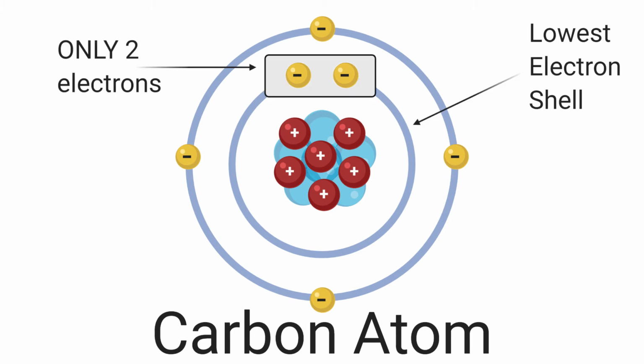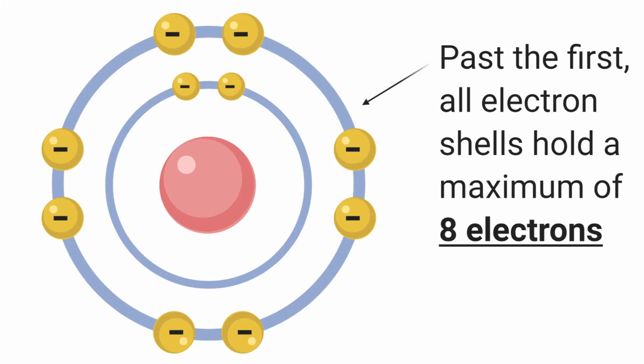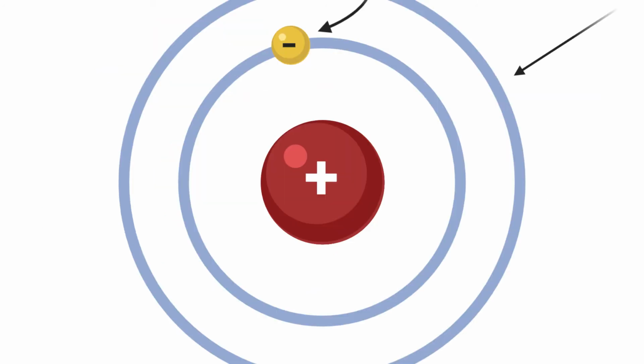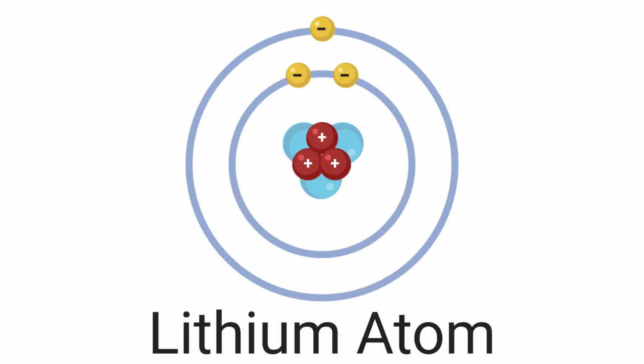For us, it is important to know that the very lowest shell only ever holds 2 electrons. However, all the shells that come after that can hold 8 electrons each. Electrons fill the shells starting at the lowest energy and move up. Thus, hydrogen's 1 electron is in the lowest shell. However, lithium has 3 electrons and 2 electron shells. The first 2 electrons fill up the lowest shell, and the final electron takes its place in the second shell all by itself.